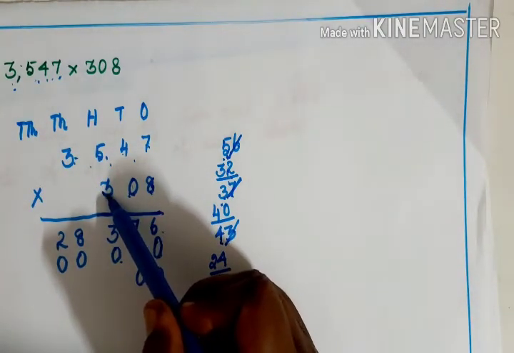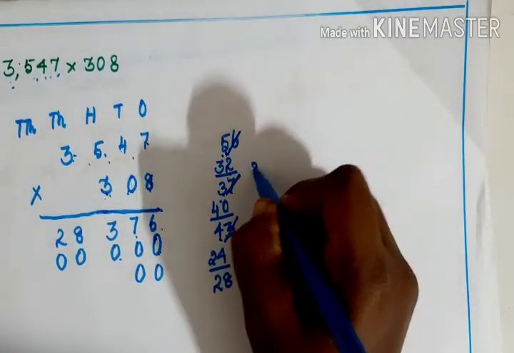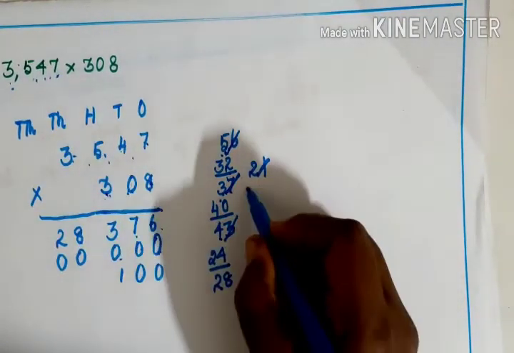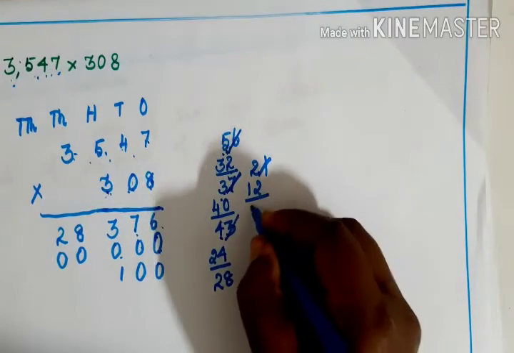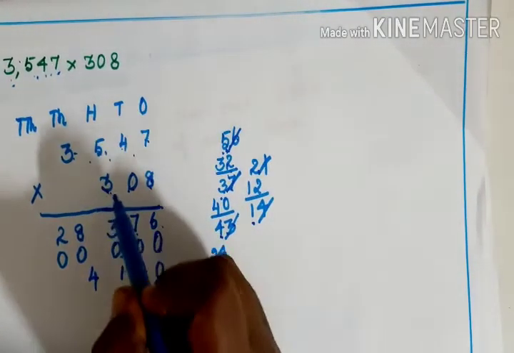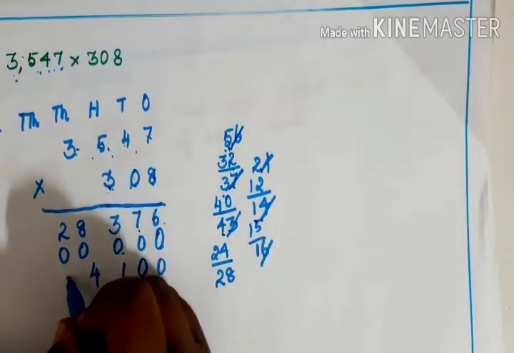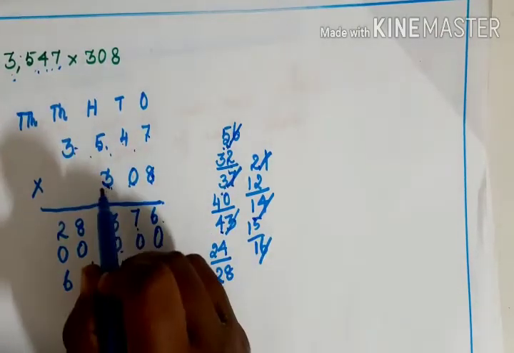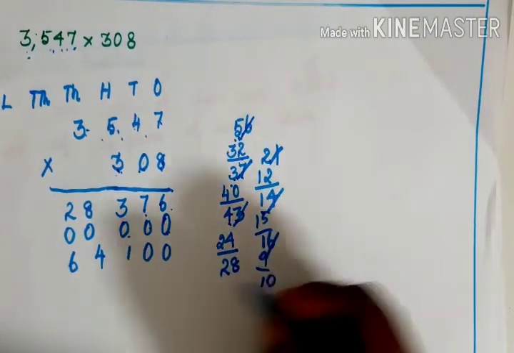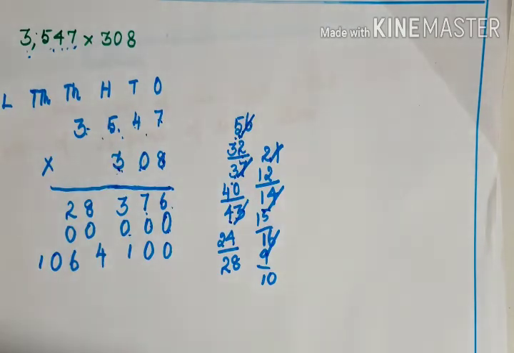First, you have to multiply with this 3, isn't it? So, 3 sevens are 21. 1 carry over 2. 4 threes are 12. 12 plus 2 is 14. 4 carry over 1. Next, 3 fives are 15. 15 plus 1, 16. 6 carry over 1. 3 threes are 9. 9 plus 1 is 10. Okay.